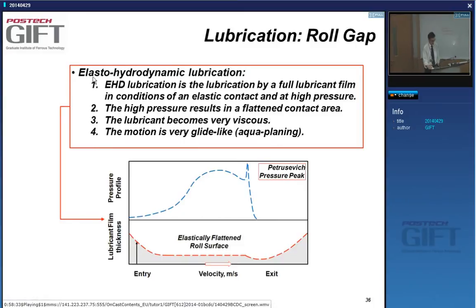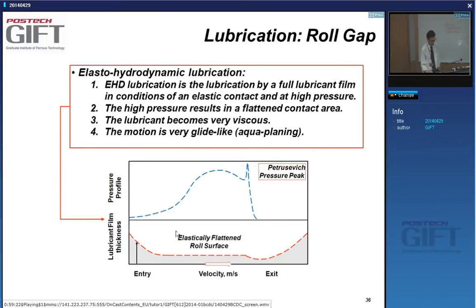All right? So, very important, this EHD, elasto-hydrodynamic lubrication, is lubrication by a full lubricant film in conditions of elastic contact and high pressure. This high pressure results in a very flat contact area, and because of these high pressures, your oil is very, very viscous. And where you have no contact between the two, you have what we call glide-like conditions. You basically shear the oil film.